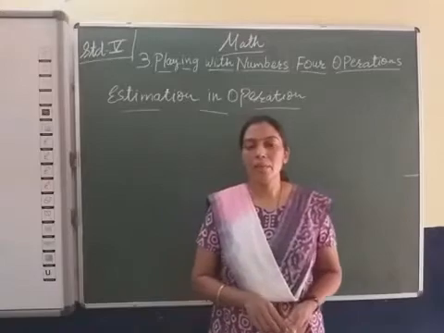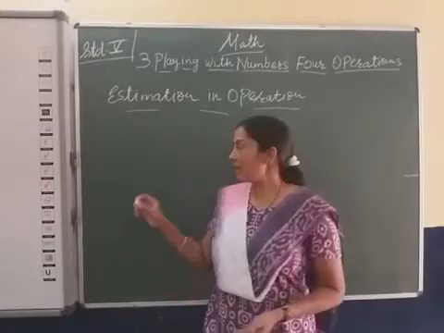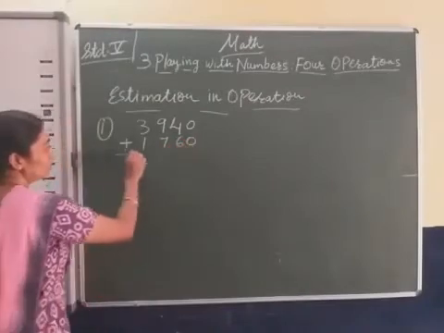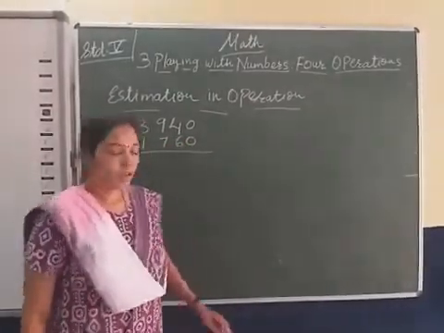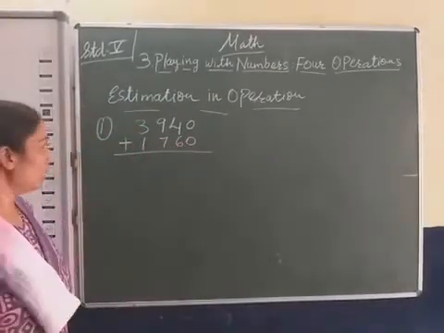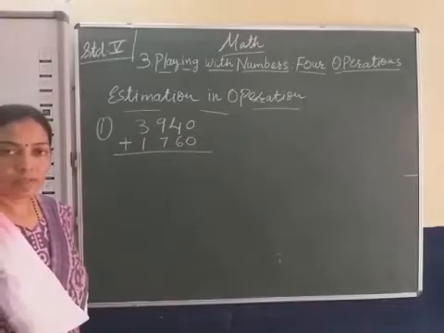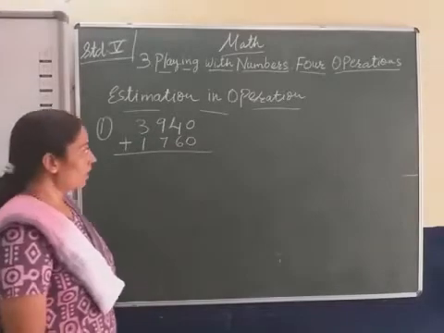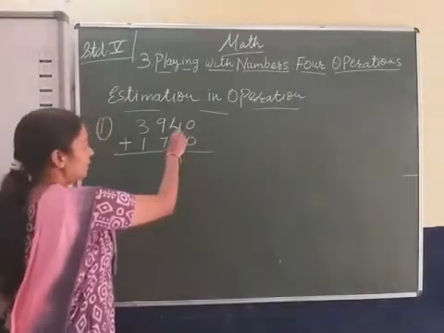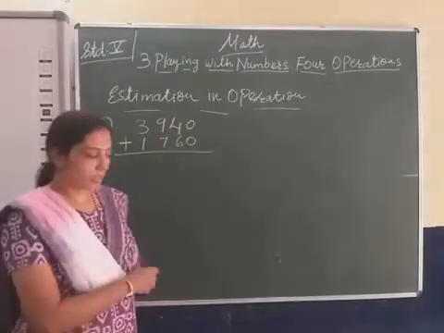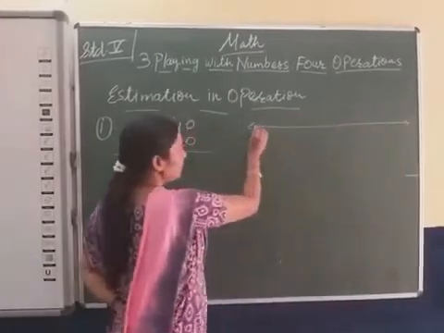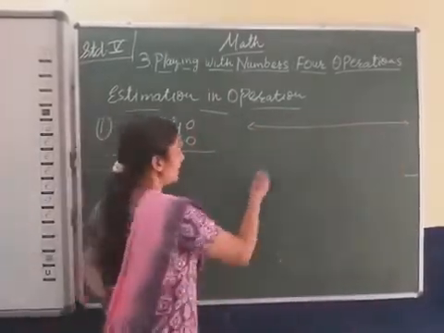Okay. So for example, in addition, we will see the first question. Now students, this example is 3940 plus 1760. Now if we see the rounded number in tens, before I explain this, you have learned estimation in the previous class, so let me revise that one.